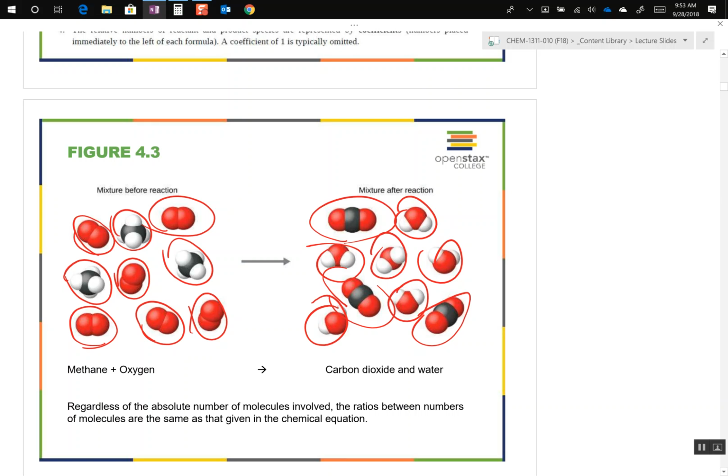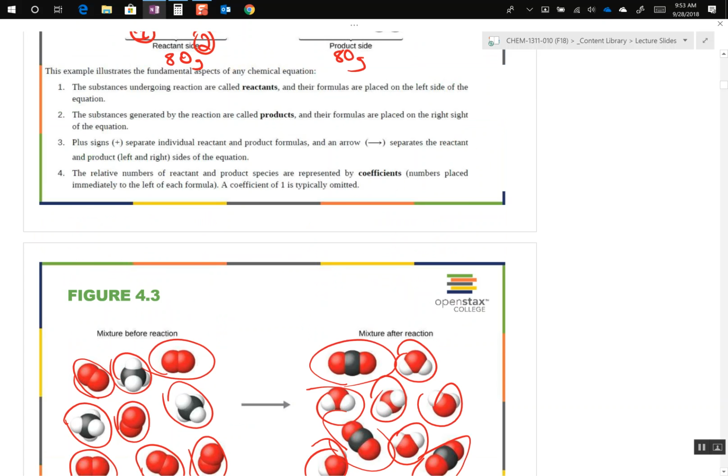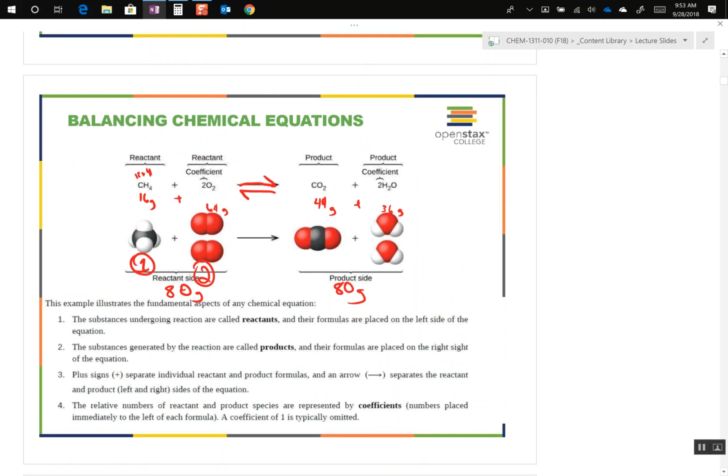So instead, we use molar quantities, right? And the ratios are still the same. So these coefficients either become atoms or molecules reacting, or you can think of them in moles. So 1 mole of methane will react with 2 moles of oxygen and produce 1 mole of carbon dioxide and 2 moles of water. Okay?